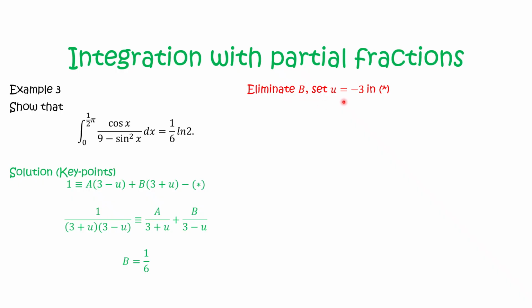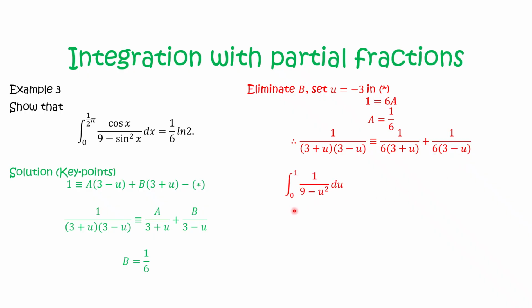Now, we move on to eliminate B since we have the value of B. We set u to be minus 3 in star. In doing so, we are going to have 1 is equal to 6A, implying that A is equal to 1 over 6. Therefore, that fraction can be partitioned or decomposed into 1 over 6 times 3 plus u plus 1 over 6 times 3 minus u.